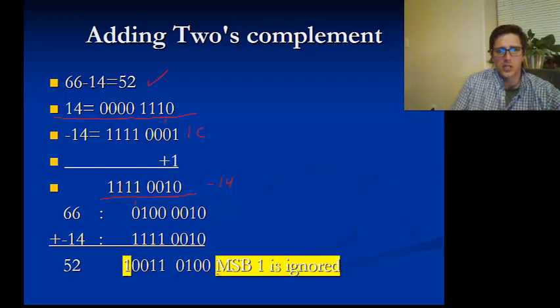Now we ignore the most significant bit because we only want 8-bit binary. So this is 1, 2, 3, 4, 1, 2, 3, 4, that's 8 bits. Then this is our solution right here.